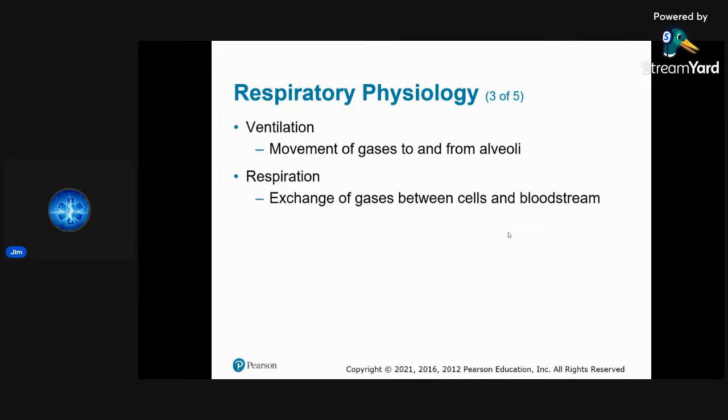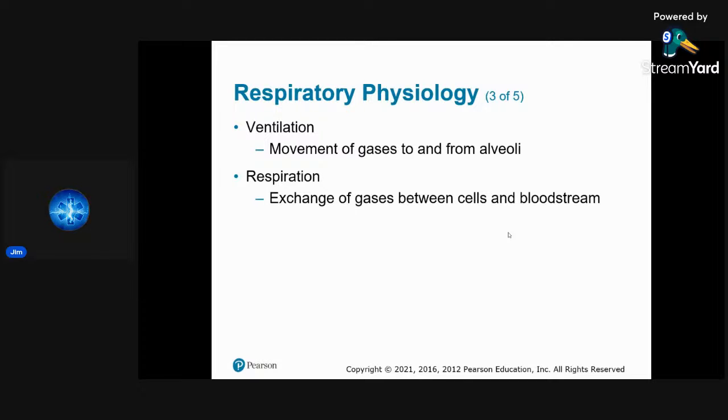These are very important. You're going to see these on tests. In your class, you're going to see this on the national test. The difference between ventilation and respiration. Ventilation is the moving of gases to and from the alveoli, so the in and out of the air. Respiration is the exchange of gases between the cells and bloodstream.